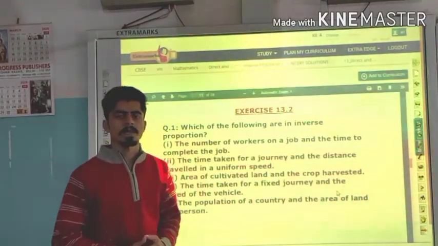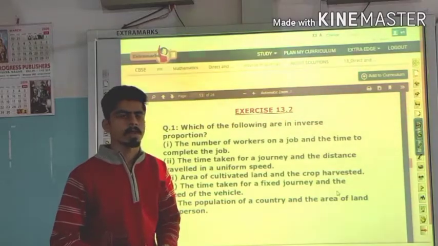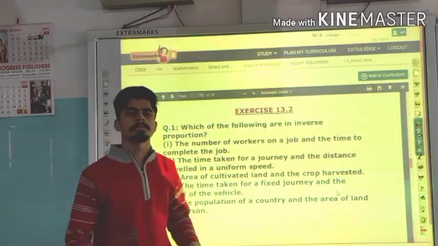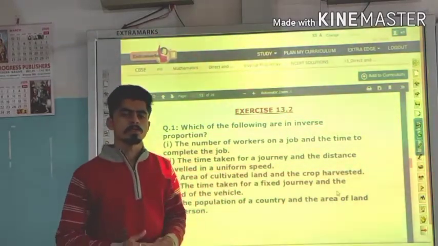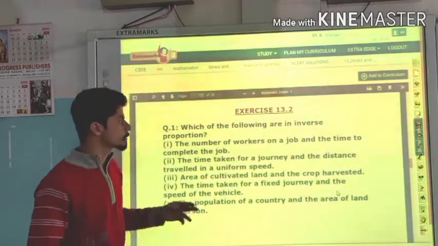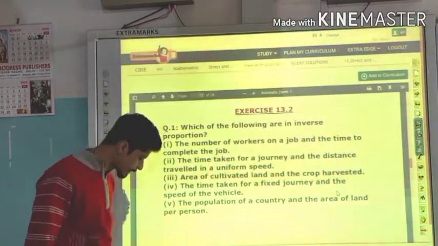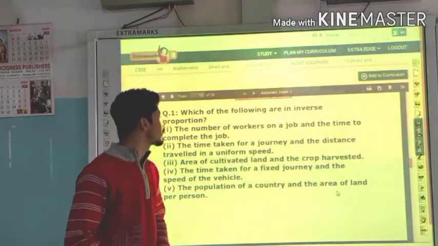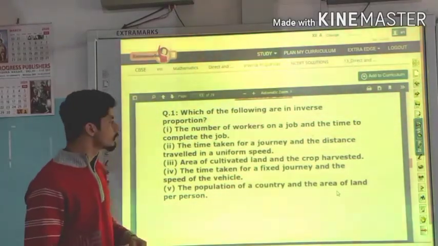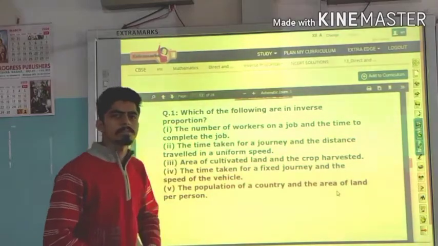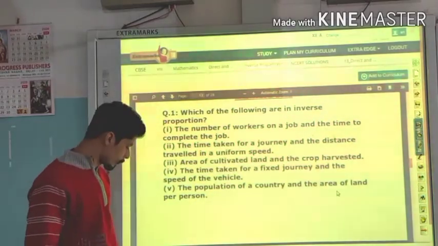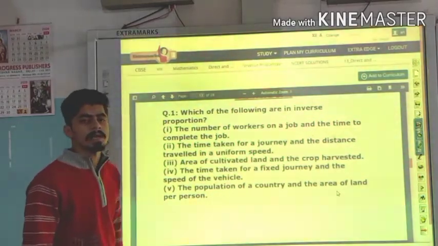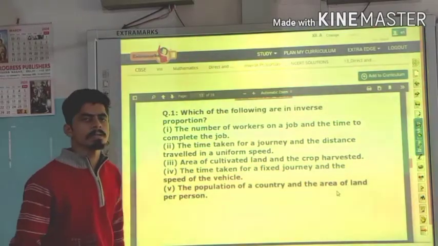From today onwards we are going to start exercise 13.2, and this exercise is related to inverse proportion. Most of the questions in this exercise are related to inverse proportion. So let's start the exercise. Question number one: which of the following are in inverse proportion? Some sentences and situations are given here, and we have to find whether the situations are related to direct or inverse proportion.